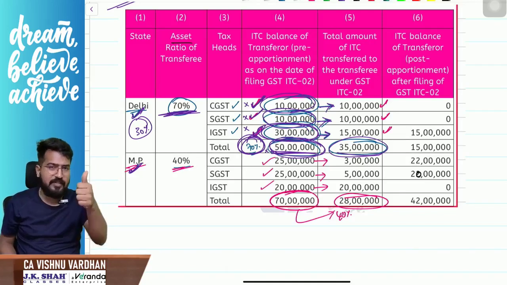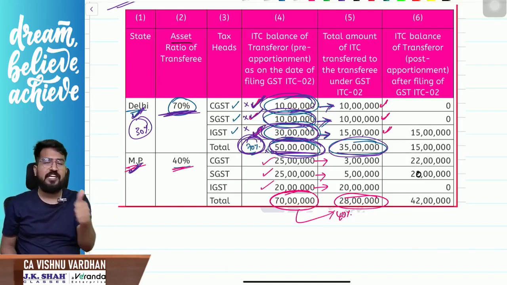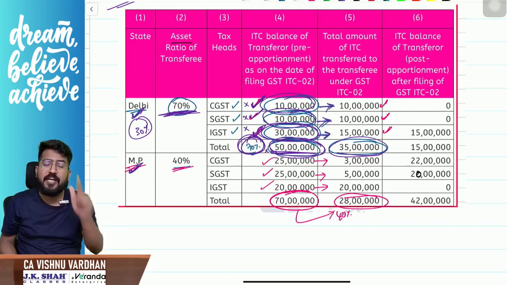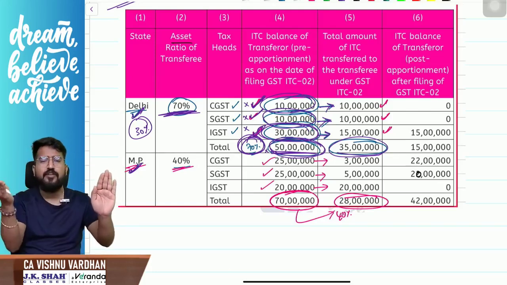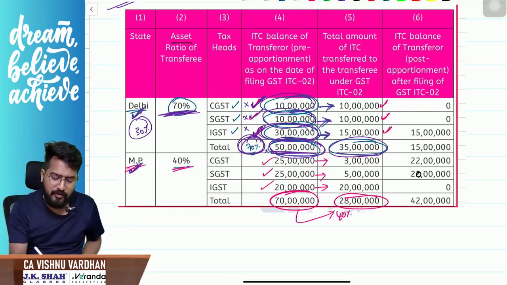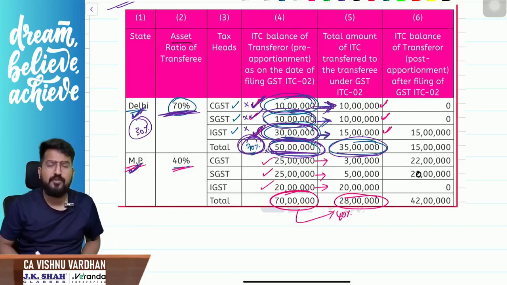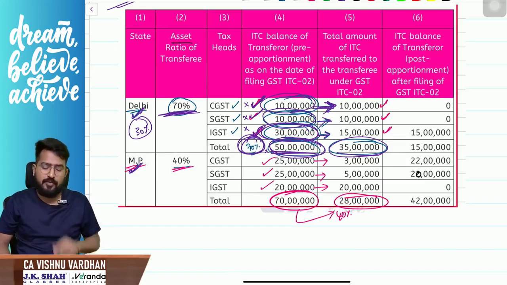So the first point: head-wise you need not apply the ratio; you apply it on the total ITC balance. Number two, head-wise what you should see is that if you have 100 rupees in one head, you can transfer only 100 rupees, not more than 100 rupees, correct? Here I have 10 lakhs. Can I transfer 12 lakhs to the new entity? No sir, that is not possible. Okay, that is another point.